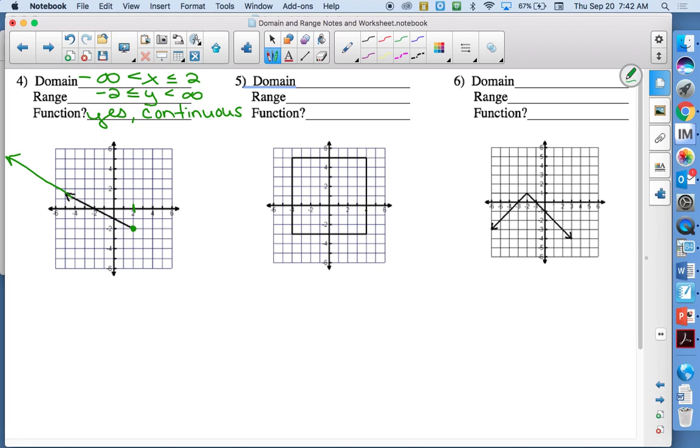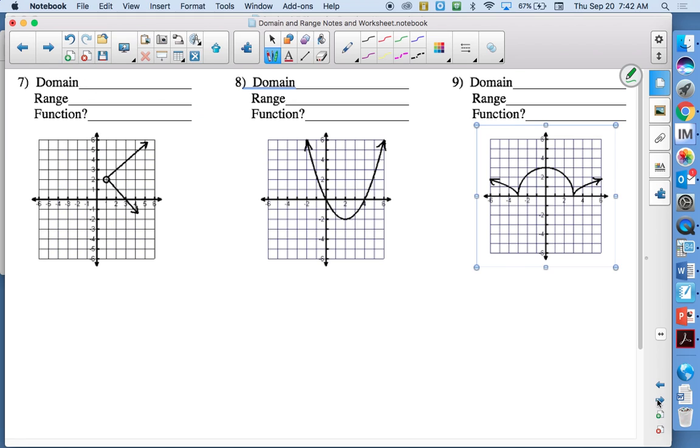So number 9's a little crazy looking. We have this mound in the middle, 2 little arrows on either side of it. Emma, what did you have for the domain of this one?